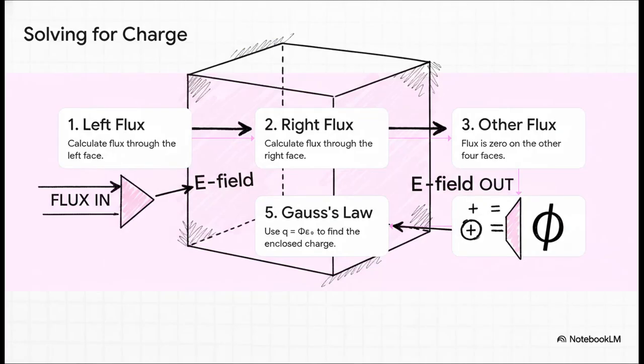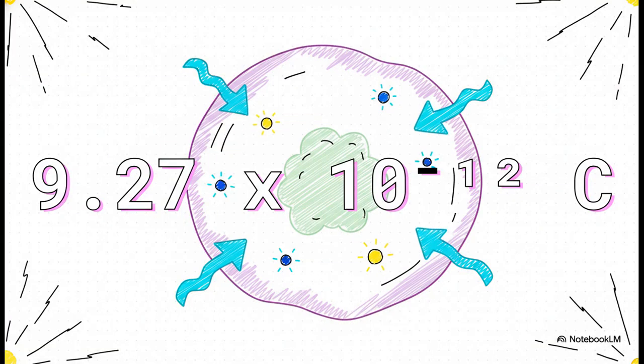So here's our plan of attack. The electric field is only pointing in the x direction, so we really only have to worry about the flux going through the left and right faces. Now, for the left face, the field is going in, so the flux is negative. For the right face, the field is going out, so the flux is positive. We just calculate those two values, add them together to get the total net flux, and then we use Gauss's law to solve for the charge. Easy enough, right?